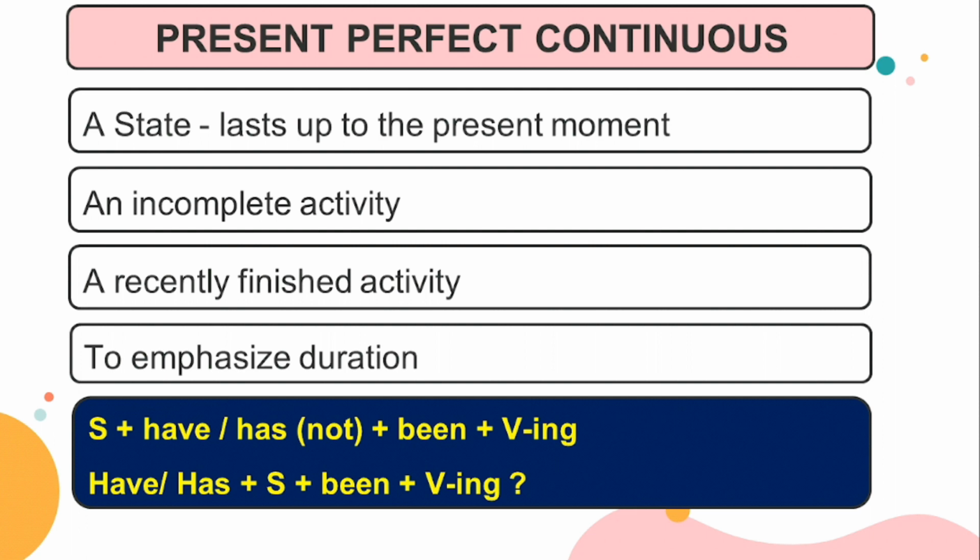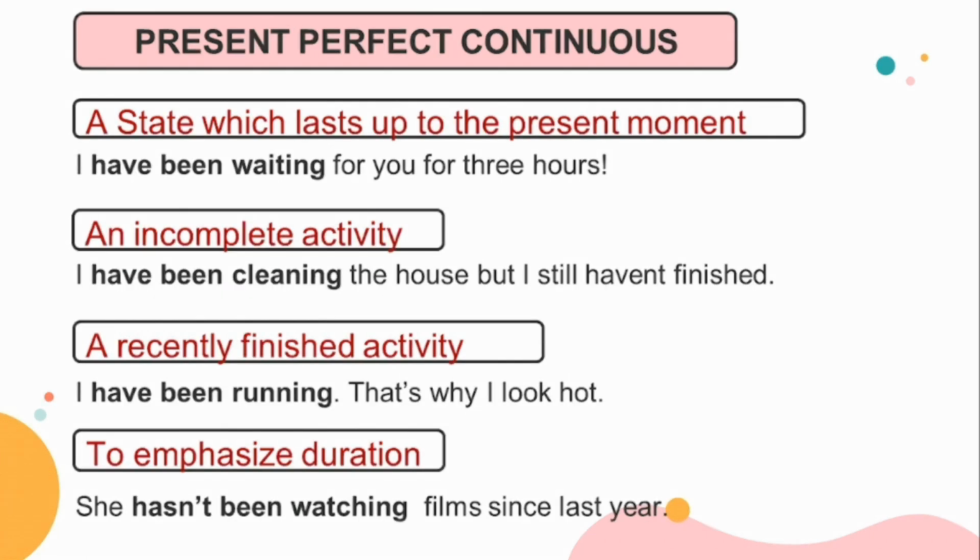Now look at a state which lasts up to the present moment: I have been waiting for you for three hours. And it shows an incomplete activity: I have been cleaning the house, but I still have not finished. This is an incomplete activity.